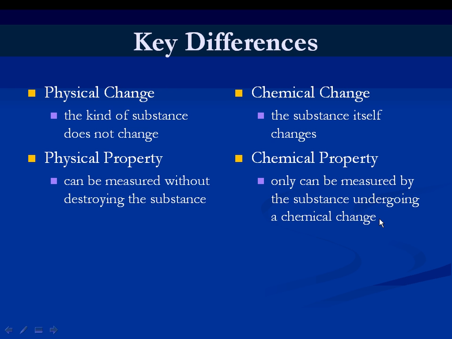All right. So here are the key differences. In chemical changes, the substance changes. In physical changes, the substance doesn't actually change. Chemical properties can only be measured by changing the substance. Physical properties can be measured without changing the substance. That's really about it.